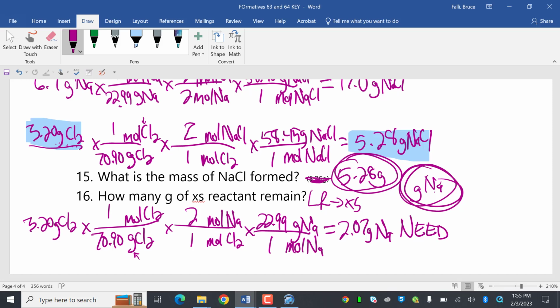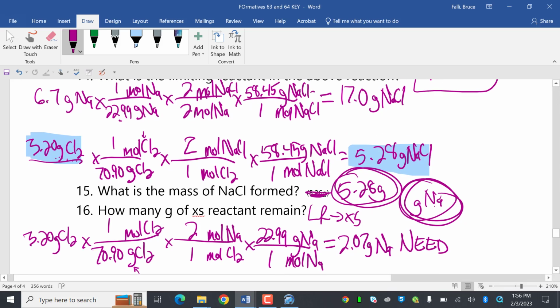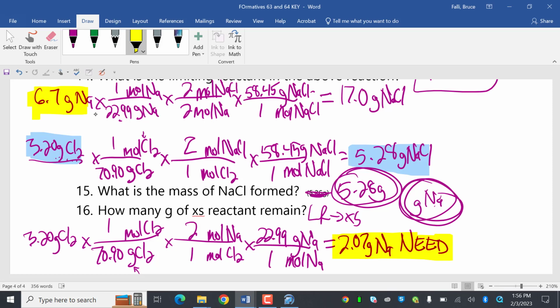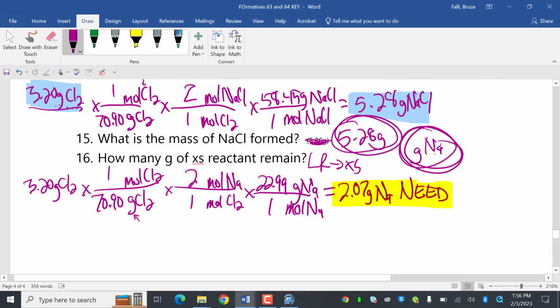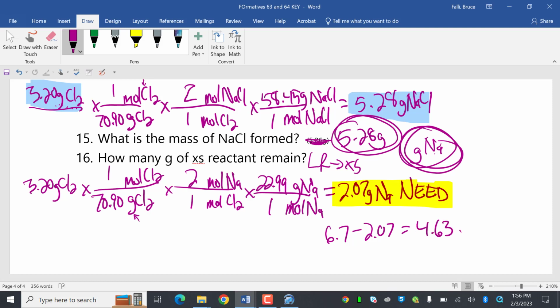Now, remember, when I do my subtraction, it's based only on Na. So everything I'm talking about here is going to be Na: grams of Na that I have, grams of Na that I need. So I'm going to do 6.7 minus 2.07, and that's going to be 4.63 grams of Na left over.